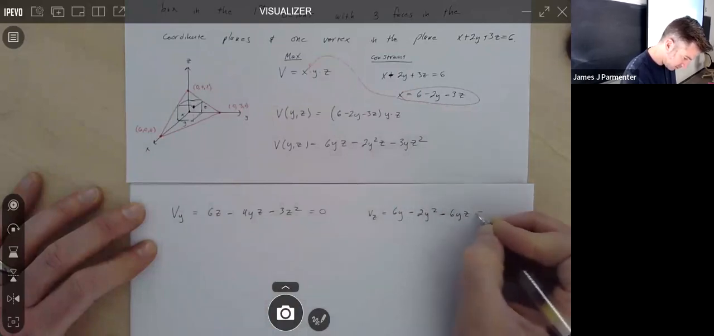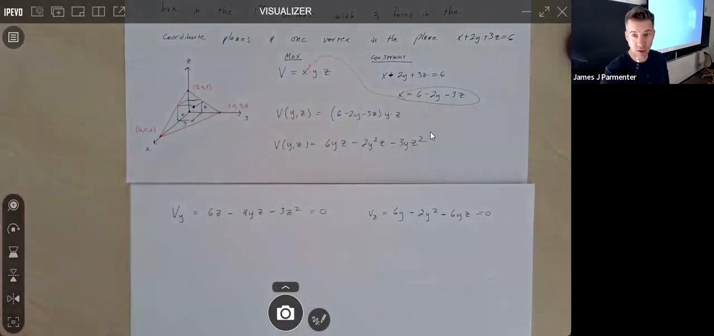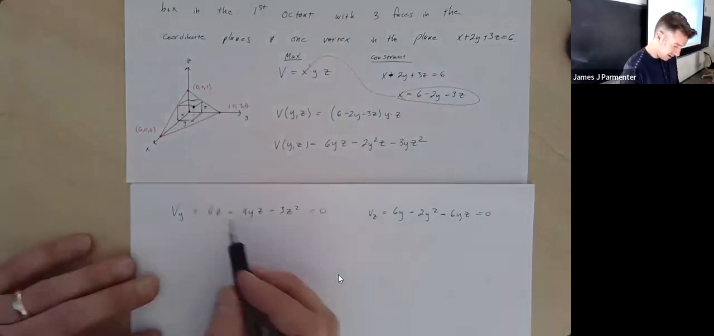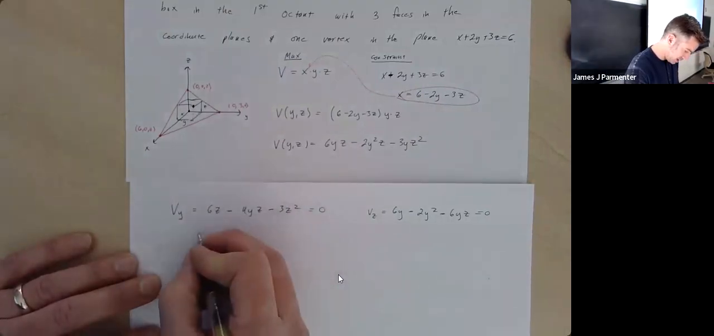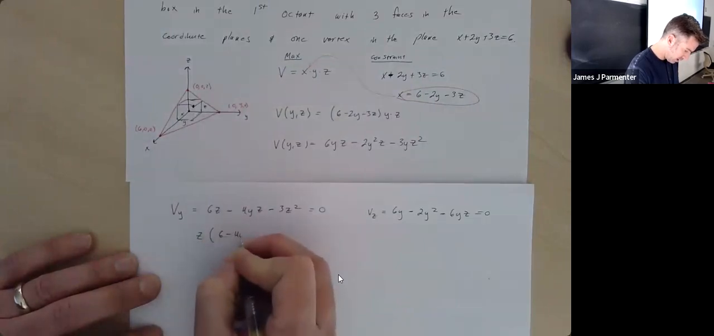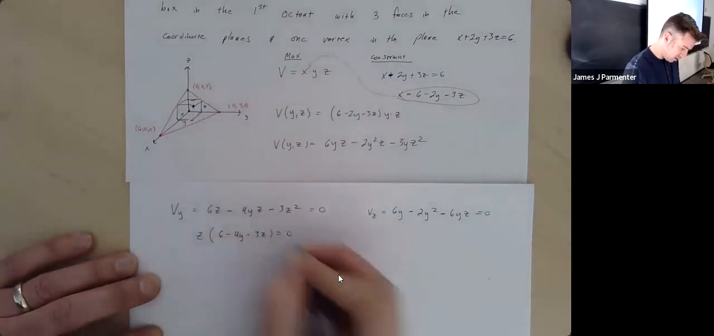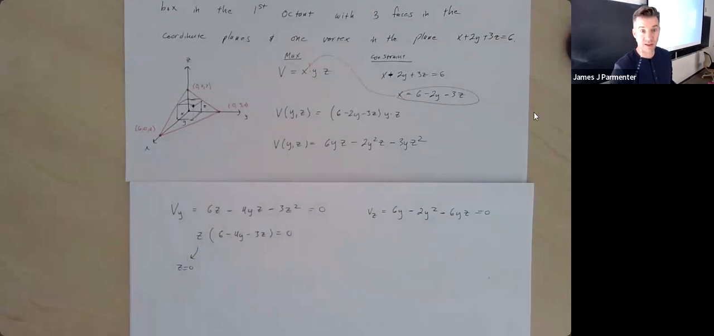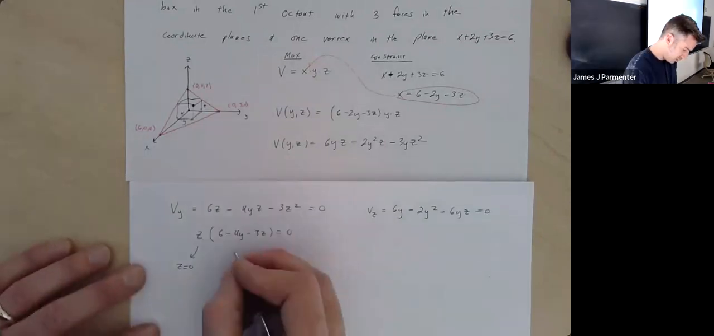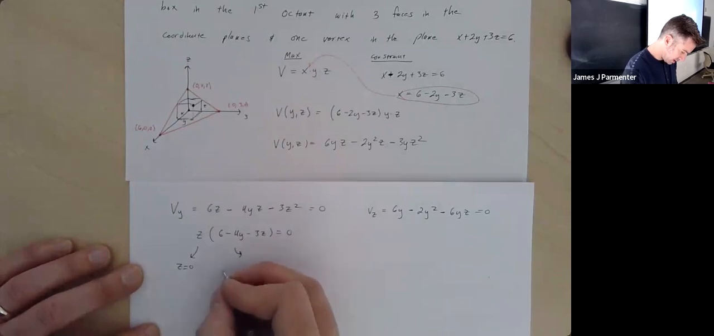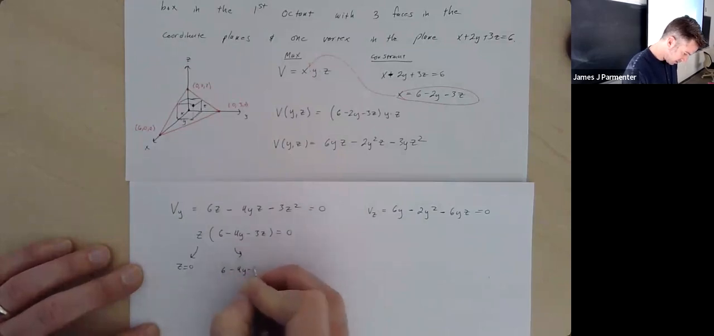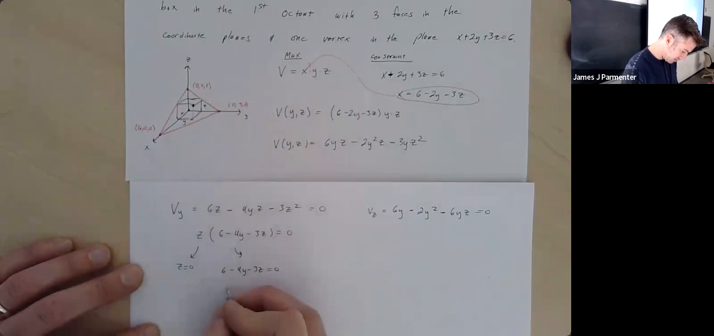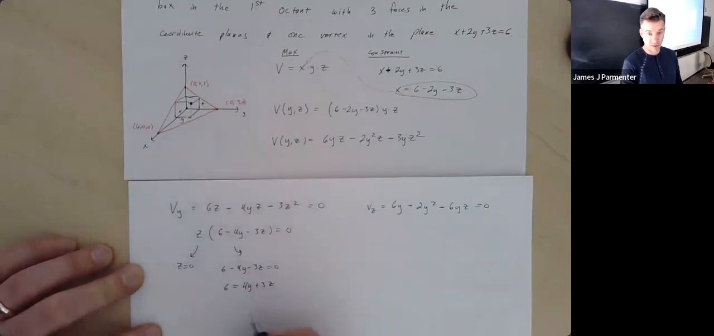Whenever you're setting things like this equal to 0, it's good to look for the easier one, although these both look about the same amount of complicated. So we try to factor something out. From this first one, I can factor out a z, and I'm left with 6 minus 4y minus 3z equal to 0. So I could get z equal to 0, which isn't a good answer because we don't want a box with a height of 0. Or we could get this equal to 0, so 6 minus 4y minus 3z equals 0, or I'd write this as 6 equals 4y plus 3z.